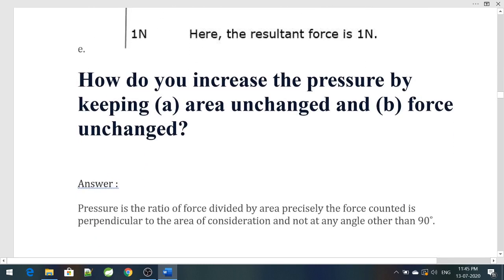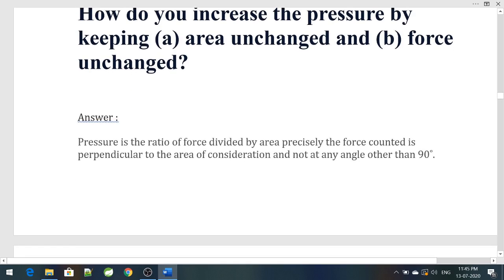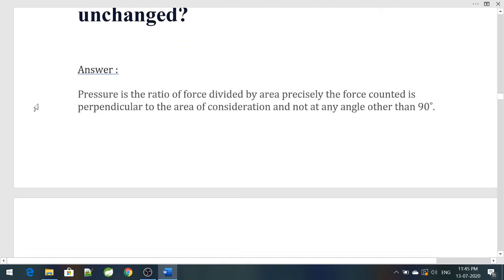Next, how do you increase the pressure by keeping the area unchanged and the force unchanged? How do we increase the pressure by keeping what? The first category is area unchanged, and the second is force unchanged. So the area should not change, and the force also should not change, but we have to increase what? Pressure. So let's see the first scenario.